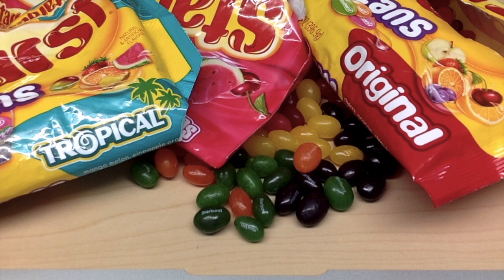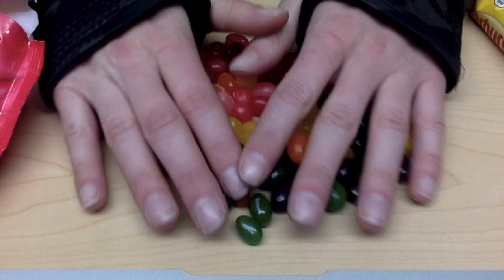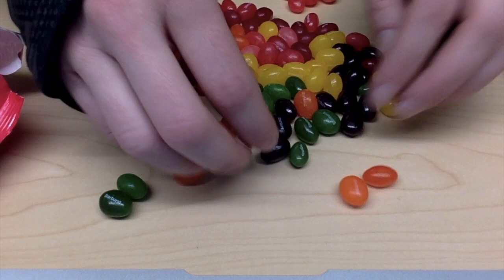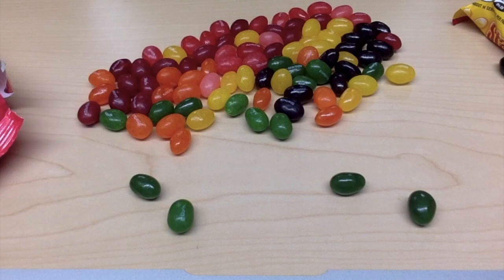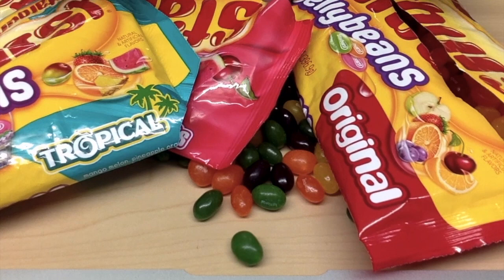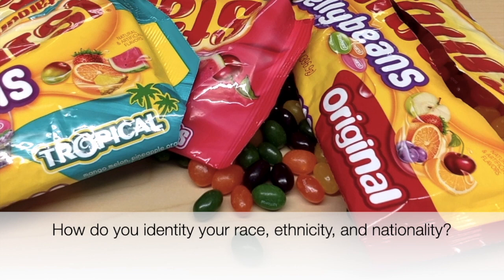To go back and summarize, race is like the color of the jelly bean, so what color we're looking at. If we have green jelly beans, orange jelly beans, purple jelly beans. Ethnicity is like the flavor of the jelly beans. If we have apple jelly beans and lime jelly beans. And nationality is which bag the jelly beans came from. So hopefully that helps you understand those concepts and helps you to start to think about your own identity in terms of what your own race, ethnicity, and nationality are.